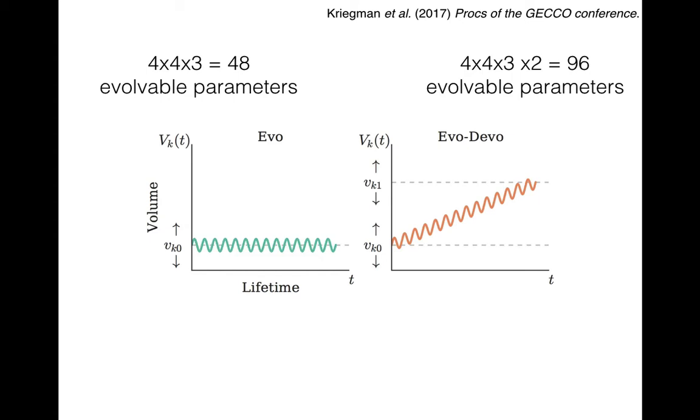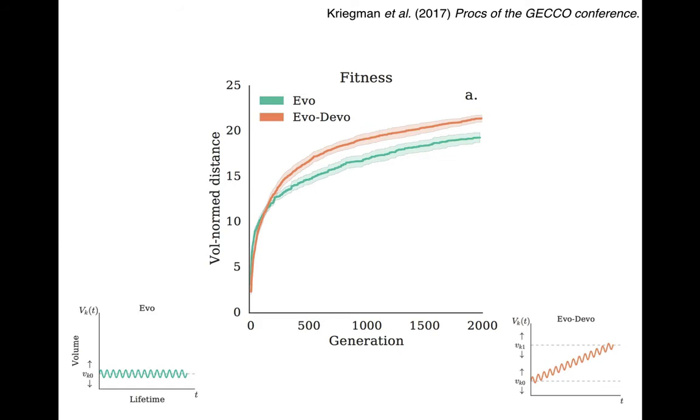So some voxels may evolve to become smaller over the lifetime of the robot or larger. So far, so good. Two evolutionary systems. Obviously, the second one has more evolvable parameters. We tried to normalize the mutation rate between these. We tried to make sure that all other aspects of these two evolutionary simulations were as close as possible. So we were comparing apples to apples. And not surprisingly, I wouldn't be here talking about this if this didn't work.